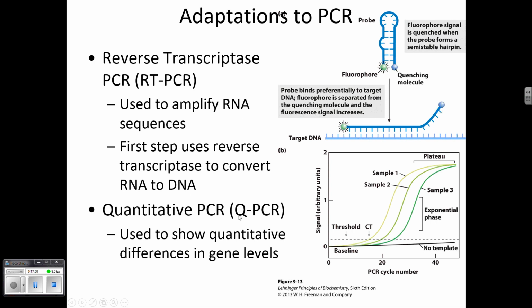There's another form of PCR called quantitative PCR. Quantitative PCR just allows us to actually measure how much of the gene we have. So it allows you to develop a ratio so that you can tell how much you had to begin with, based off of the exponential phase of the growth.